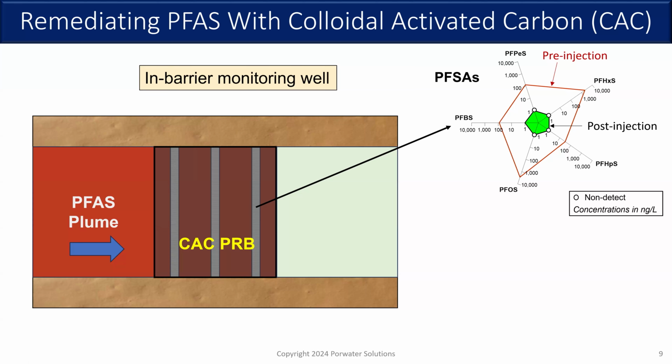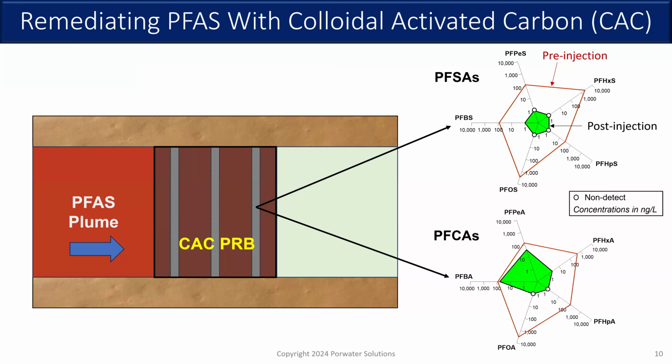Almost all of them have non-detect symbols, meaning that most of these sulfonates were not detected. Only a really low detection of PFBS at about 1 part per trillion, 1 nanogram per liter. So that shows really effective remediation after the barrier was installed. And then looking at carboxylates on the bottom radial diagram, we actually see something pretty similar.